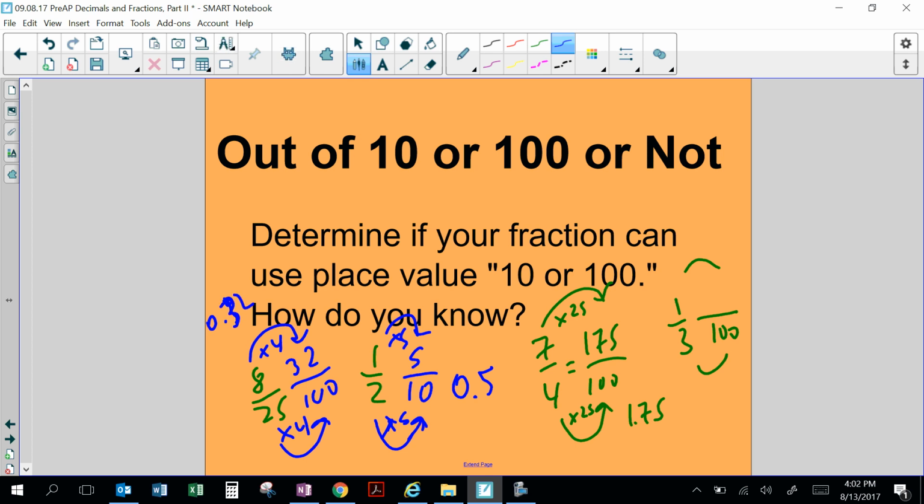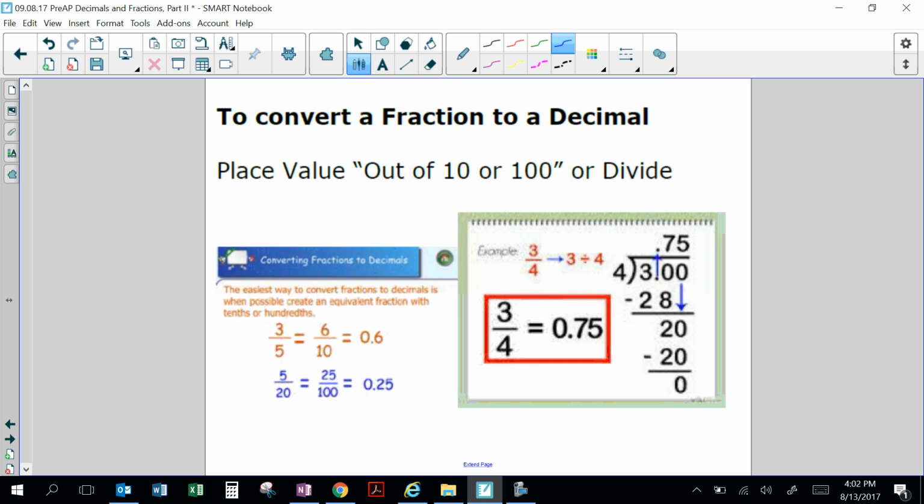So notice that some fractions can use place value, while others cannot. So today we're going to really focus on what happens if you cannot use place value. If you cannot use place value, you can divide the numerator by the denominator. So in a fraction, you have 3. You're dividing it into fourths. So this is how you will write it as a division problem. 3 divided by 4. And how do you do it with long division? 3 goes in. You're dividing it into fourths. It'll be 75 hundredths.